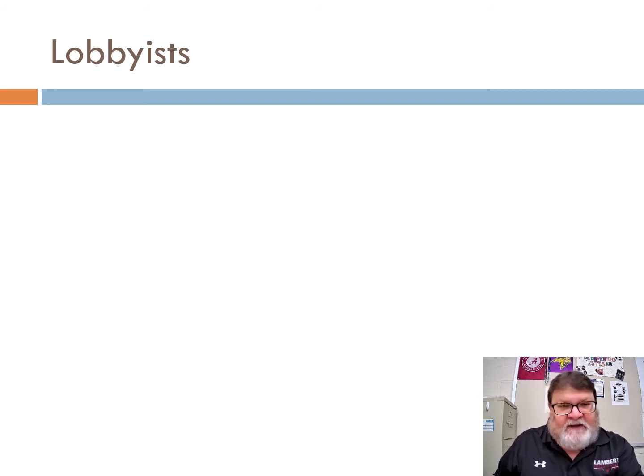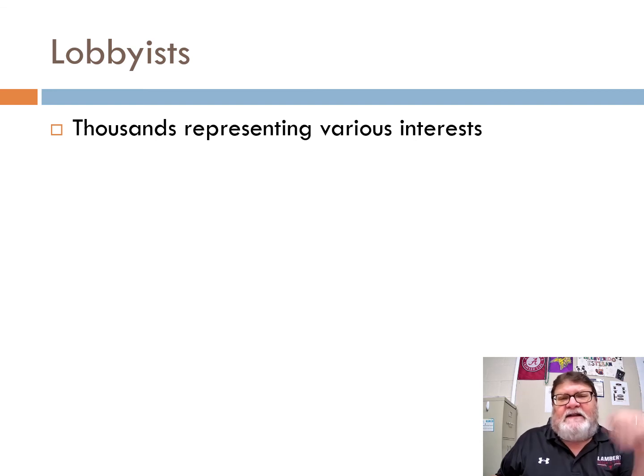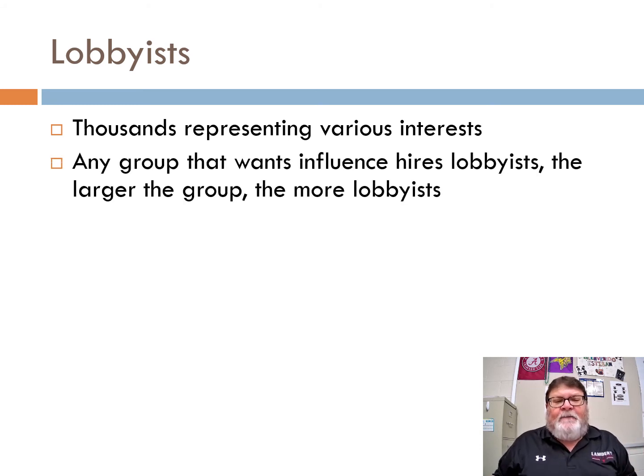Another influence, we're still dealing with influences on Congress. Lobbyists. There are thousands and thousands of lobbyists, and we're going to talk more about them when we talk about interest groups next semester, but just to get the basics. Any group that wants to influence Congress hires lobbyists, and the larger the group, the more lobbyists they have. AARP, the largest interest group in the country, has a lot of lobbyists that try to work with Congress on issues for, say, elder Americans. That's what AARP does, right? American Association of Retired Persons.